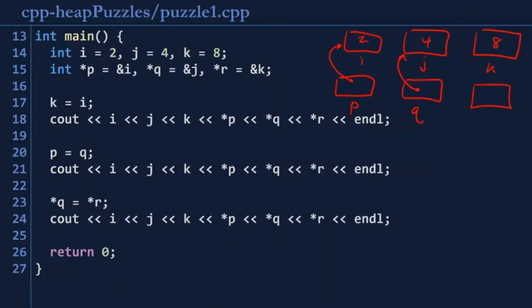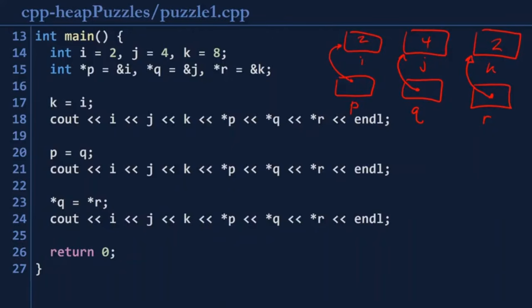And r is a pointer that points to k. And now on line 17, we say k is equal to i. So k is going to take on the value that's in i, so k is going to become 2. Now we're going to print out i, j, k, dereference p, dereference q, and dereference r.